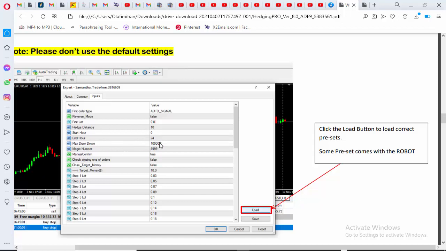The maximum drawdown: let's say you have $10,000 in your account, you can put this maximum drawdown as 10,000 or 11,000. It doesn't really matter what you put here, but what you put there must be greater than your capital. The magic number is very important when you are hedging.